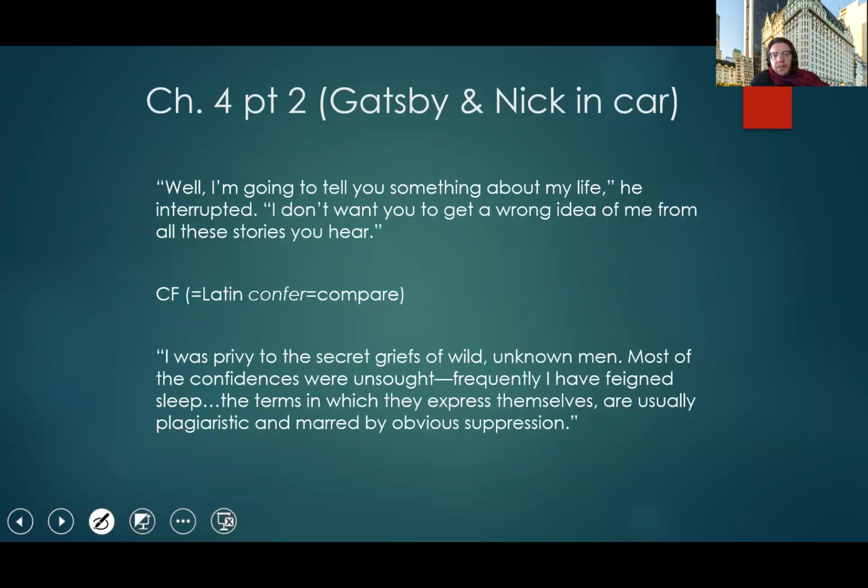Gatsby decides to have a conversation. "Well, I'm going to tell you something about my life," he interrupted. "I don't want you to get the wrong idea of me from all these stories you hear." Obviously, Gatsby is aware that people gossip about him.